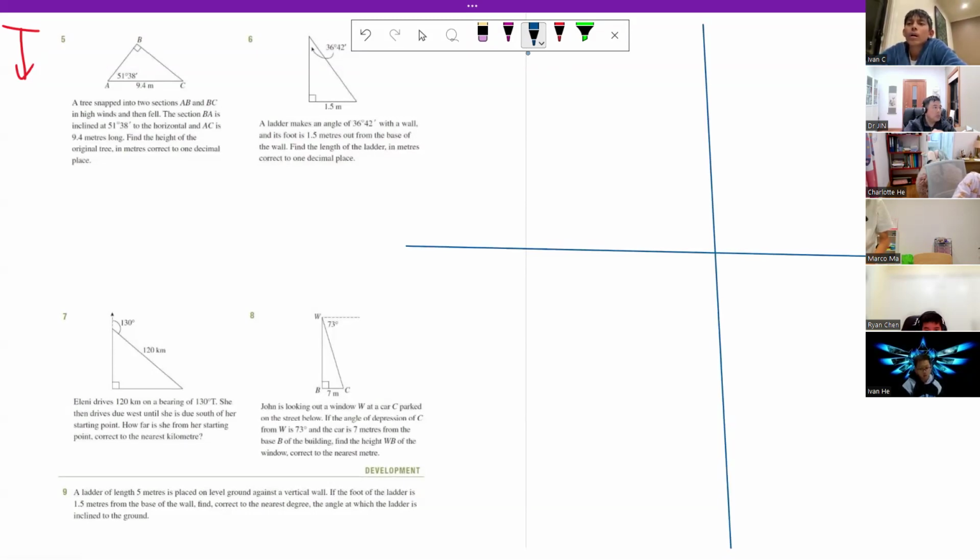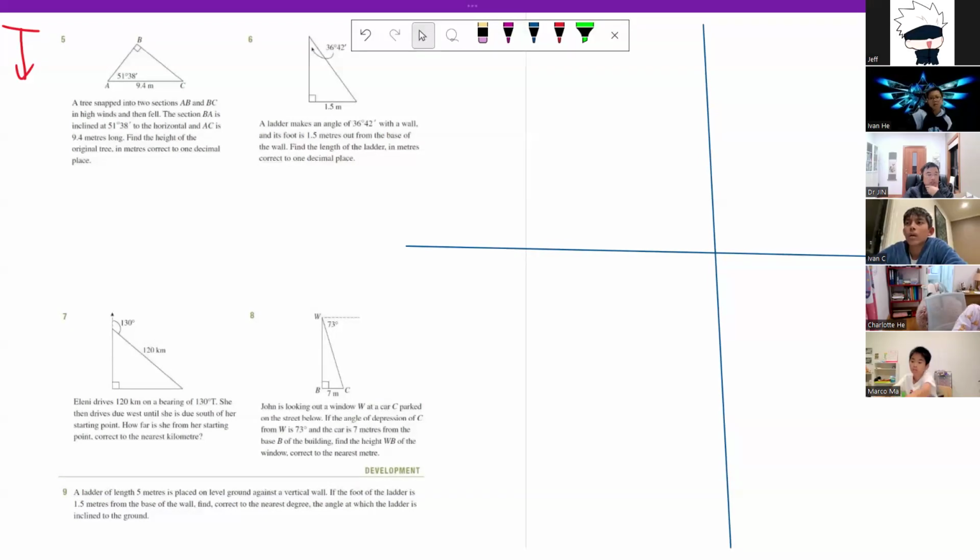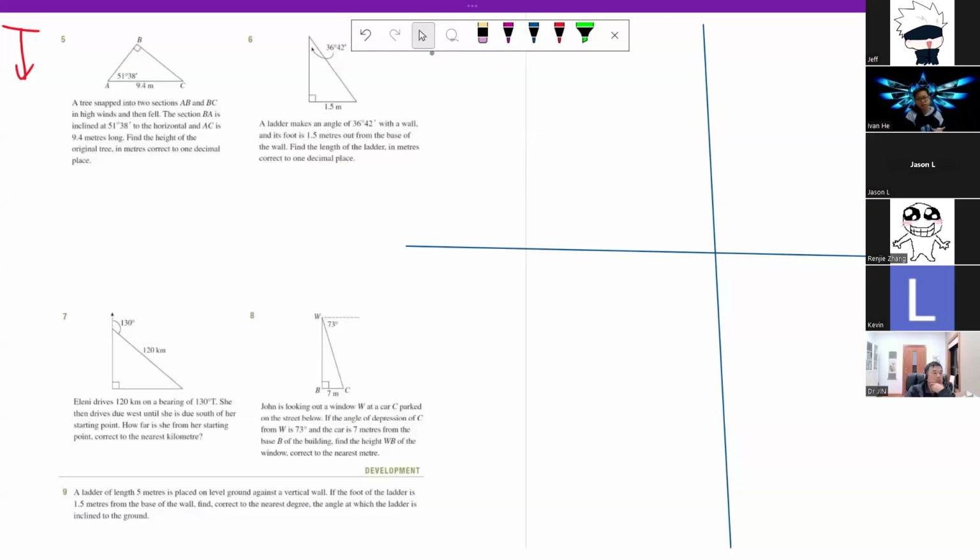It's part of homework, but I'm just trying to see any issues, any problems. Let's volunteer. Any volunteers? Jeff, good. So question 5. Jeff, question 6. There's lots of hands up already.